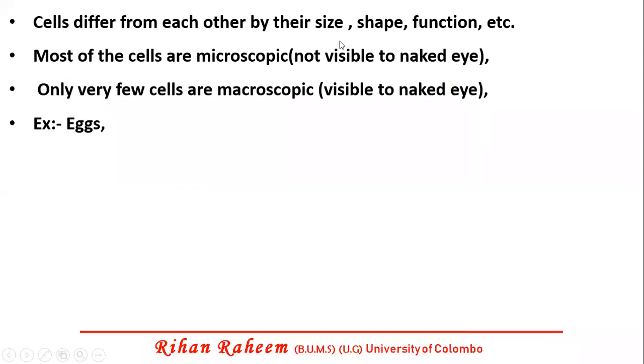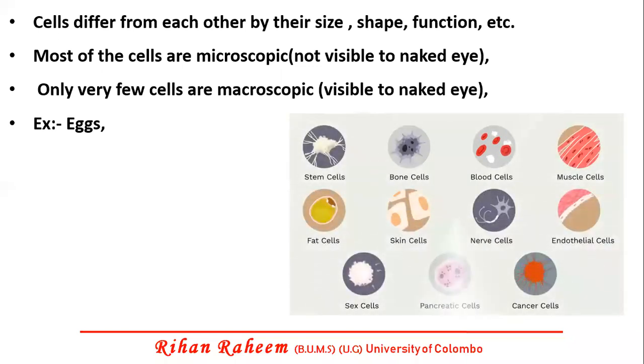Cells differ from each other by their size, by their shape, by their function. Most of the cells are microorganisms, not visible to the naked eye, but there are some cells. Okay, now we are talking about cells. Some cells are visible to the naked eye. Example, egg. Egg is one cell, but we can see it. But some of the other cells, if you take it as one cell, you can't see it. But if you put a million cells together, you can see.